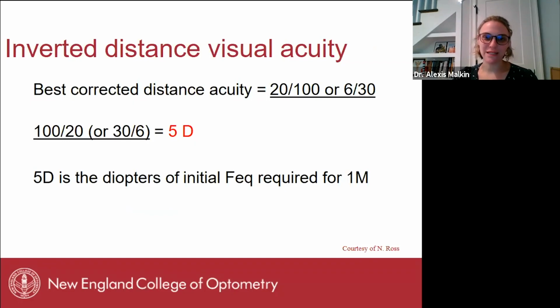So if your best corrected acuity is 20/100 or 6/30, then you can divide your 100 over 20 or your 30 over 6 and you get 5 diopters. So that would be your initial equivalent power required to read 1M print. I don't find that holds true, but it gets you somewhere to start, which is higher than your standard add power.